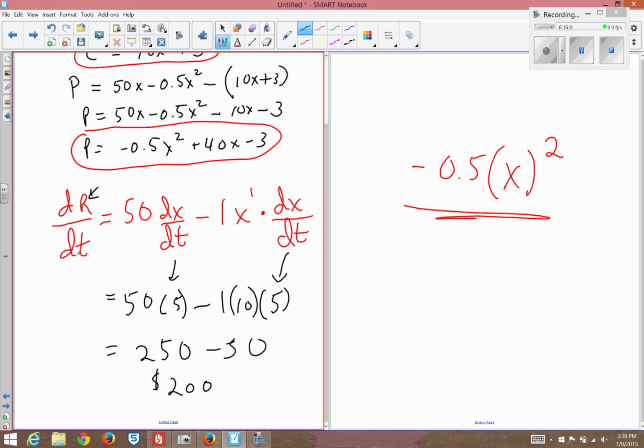But down here is a t, which is time. Time is measured in days. So that's how we would label the answer based on this. $200 per day.